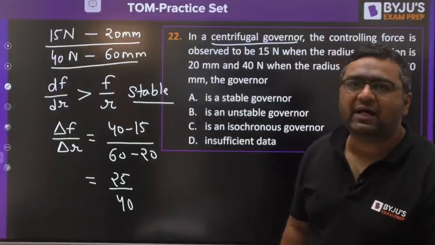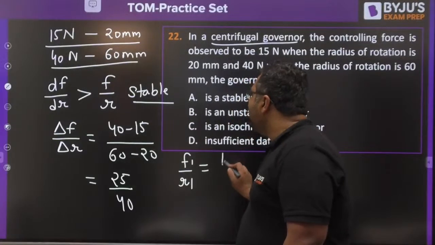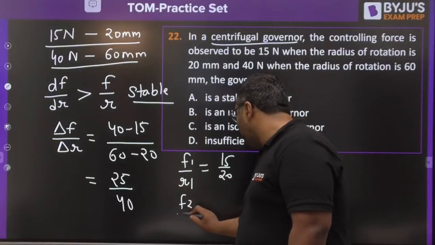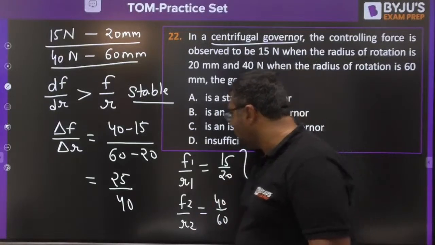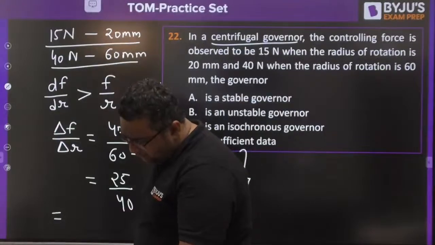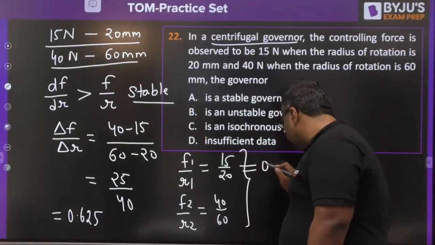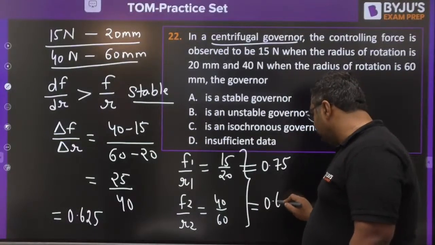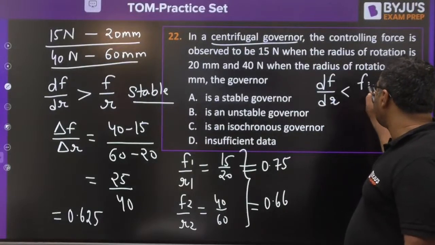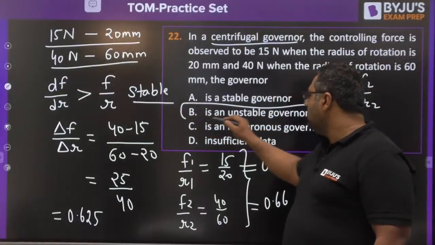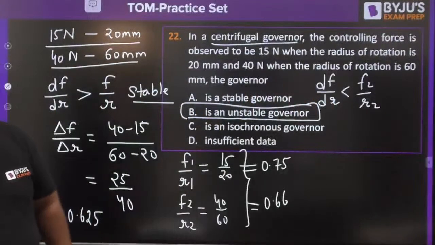Very good. Majority of you have answered already. So my dear, if you find F1 by R1, it is 15 by 20, and F2 by R2 is 40 by 60. When you check, dF by dr comes out to be 0.625, and F1 by R1 is 0.75. But this value is 0.66. So you can see dF by dr is less than F2 by R2. So it is an unstable governor. I already told you if it were more than both of them, it would be a stable governor. So this is an unstable governor.